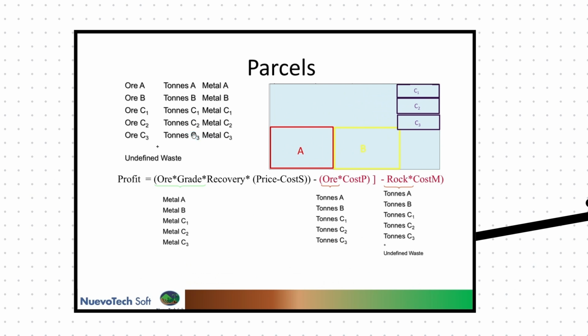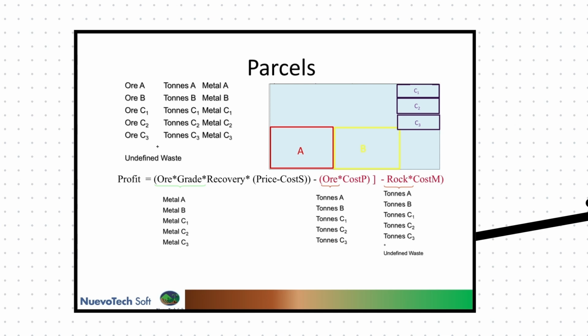The slide shows a diagram of the block split into parcels A, B, and C1 to C3, each with its own ore type and tonnage. The calculation shows the profit by summing all the parcels, multiplying by the price, and subtracting the cost. The key point is each parcel is evaluated separately for deciding where it goes, right? This means in one block, parcel A might go to the mill as ore, while parcel B goes to waste. The example table shows the metal and the tonnage for parcels A, B, C.